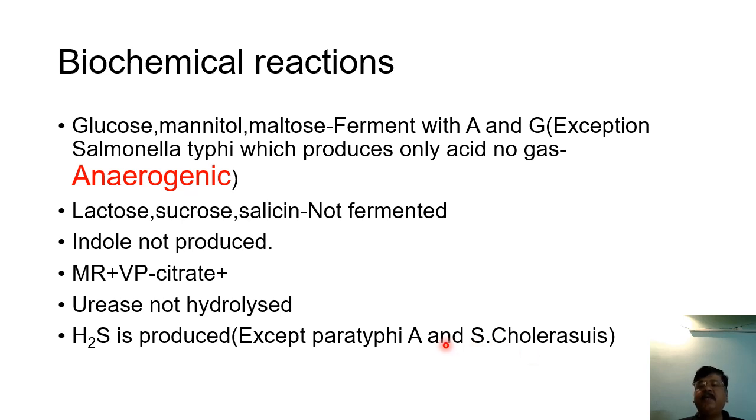So if you see, Salmonella typhi and Salmonella paratyphi B produce H2S, and Salmonella paratyphi A doesn't produce H2S. Salmonella typhi produces just a speck of H2S, whereas Salmonella paratyphi B produces abundant H2S. So these characteristic features are helpful for differentiation within the species.